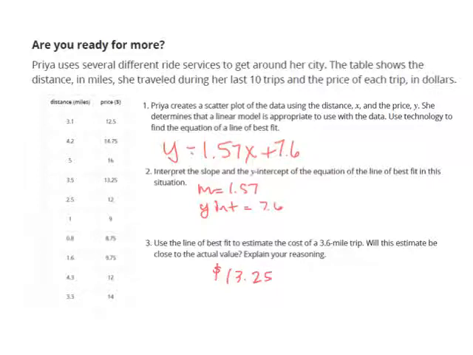And then 3, use the line of best fit, this equation, to estimate the cost of a 3.6 mile trip. So here, if I plug in 3.6, because x is miles, and do 1.57 times 3.6, add 7.6, you'll get $13.25. Is this a good estimate? You can look at it on your graph and see how good it looks. Also, you can see here for a 3.5 mile trip, it's 13.25. So it's pretty good with our actual data too.